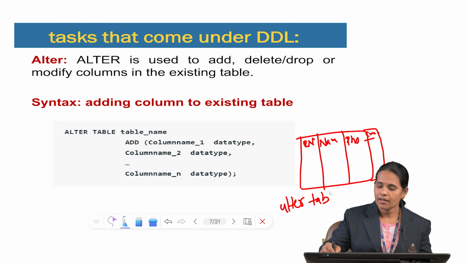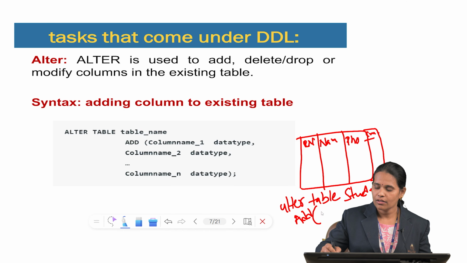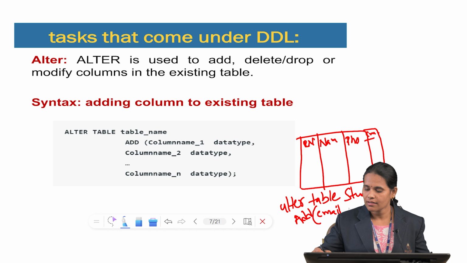alter table, name of the table is student, add column, name of the column is email, data type is varchar, semicolon. So in this way I can add a new column to the existing table with the help of the alter command.